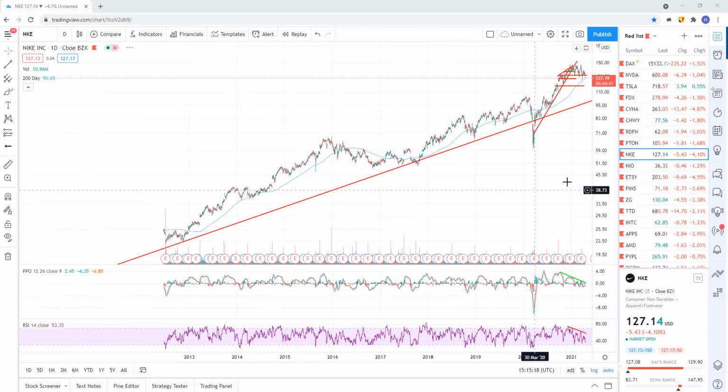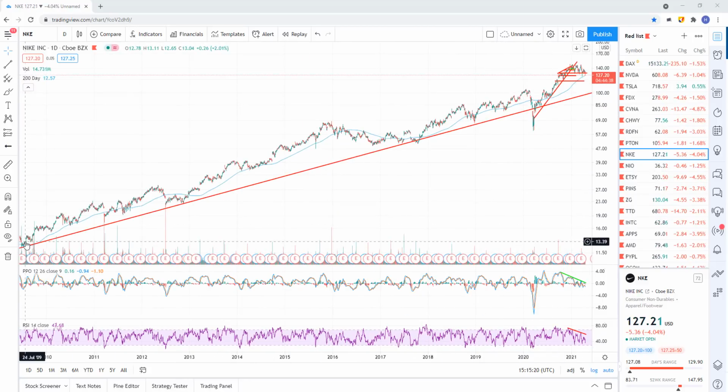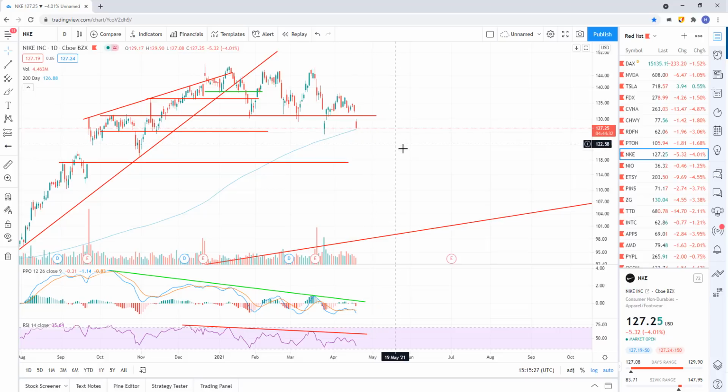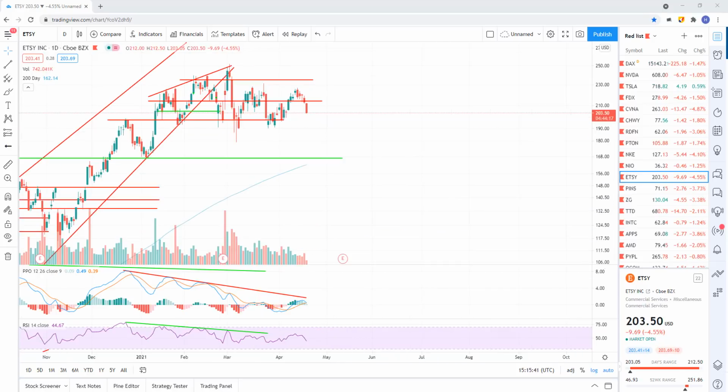I think Nike's likely... here's the major trend line on Nike. This goes all the way back to 2009. Nice clean uptrend line right there. We broke the 200-day moving average. I think Nike's likely going to drift lower down to this trend line. Right now, that's about 105 or so. It depends on when you actually get there.